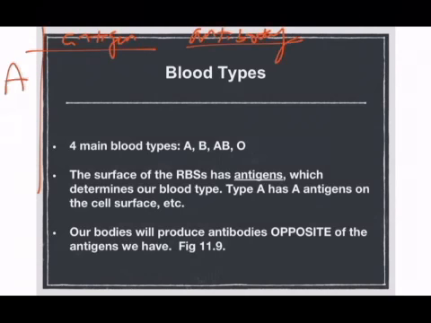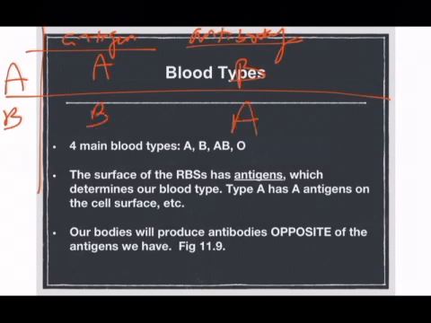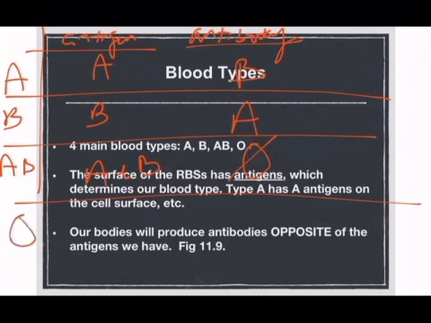Type A blood will form A antigens, so it'll form antibodies of the opposite type, which would be type B. Type B blood will form type B antigens, which means it'll form type A antibodies. Type AB will produce A and B antigens, which means it'll produce no antibodies. Type O will produce no antigens, so it'll produce type A and B antibodies.